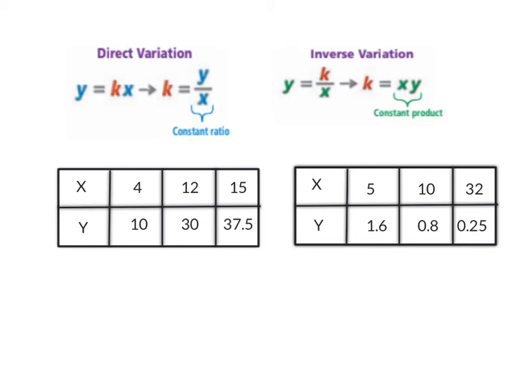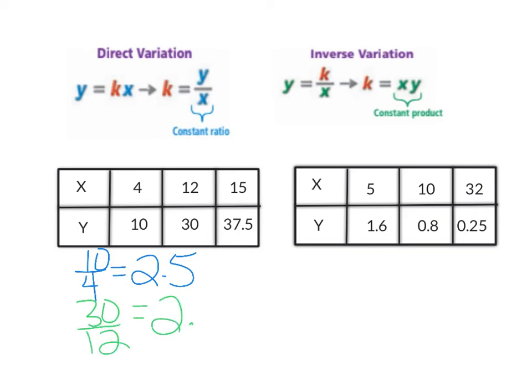So now I'm going to try looking to see if I have a constant ratio. So I'm going to take my value of y, 10, and divide by 4. When I divide 10 by 4, I get 2 and 5/10. Now I'm going to go to my next values in my table and take 30 and divide by 12. When I divide 30 by 12, I also get 2 and 5/10. And finally, I'm going to take my last set of values and divide 37 and 5/10 by 15. When I do that division, I also get 2 and 5/10.